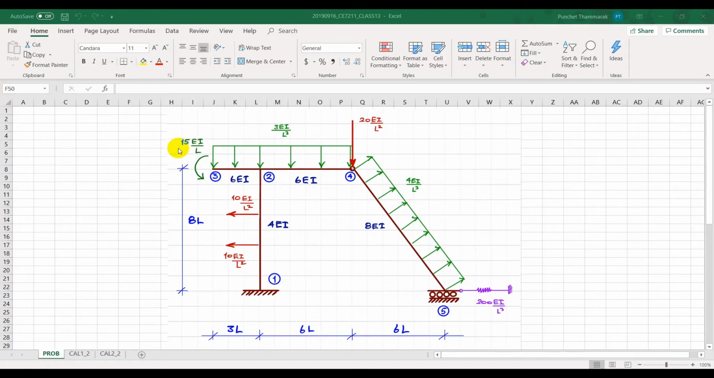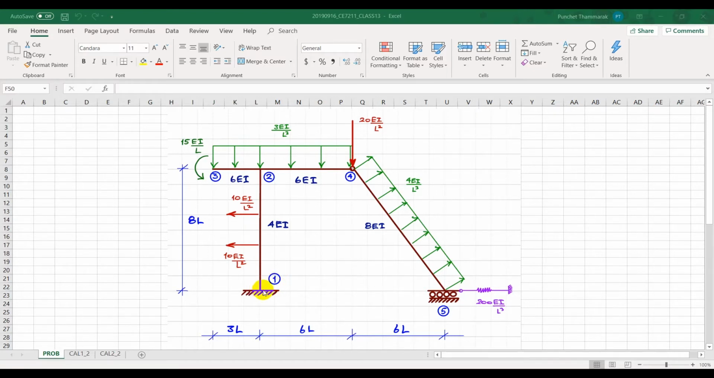The figure that you are seeing now is an illustration of a frame that comprises 4 structural members. You can see that the member here is connected to the horizontal members at node number 2. The flexural rigidities of all members are prescribed over here. The lengths and dimensions are all given. The boundary condition at node number 1 is a fixed support.